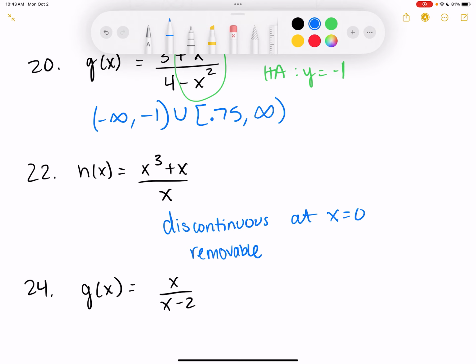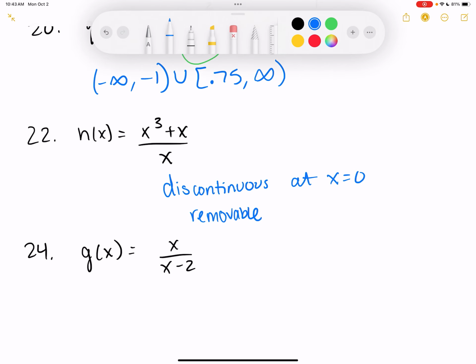So, we're going to type this in again. Over x minus 2. And then because you had just been zoomed in on that box, make sure you hit zoom standard again. And so this is what I got.